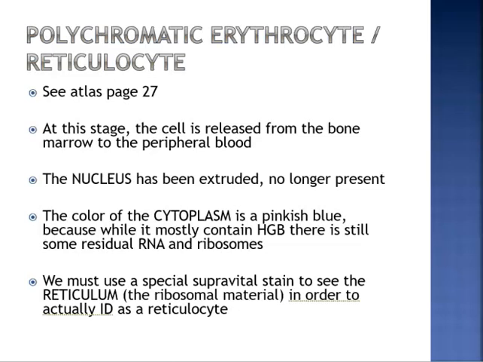The nucleus has been extruded, so it's no longer present. So we don't see the nucleus at all. The color of the cytoplasm is a pinkish blue because while it mostly contains hemoglobin, it still has some residual RNA and ribosomes in the cytoplasm. And we must use what we call a supravital stain to see the reticulum or that ribosomal material in order to actually ID it as a reticulocyte or at this stage of development.